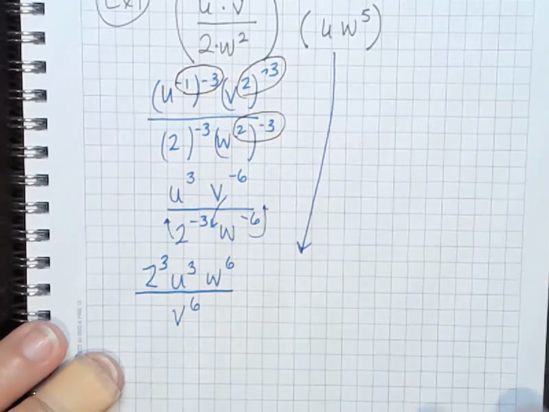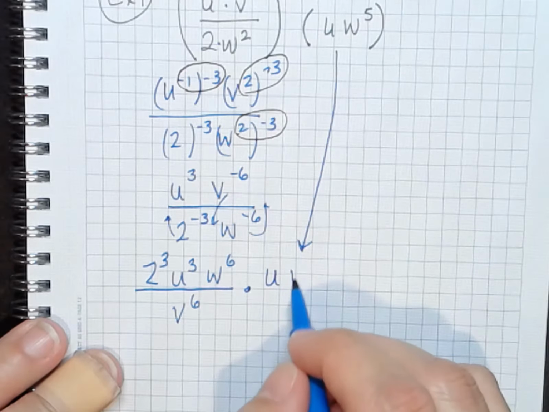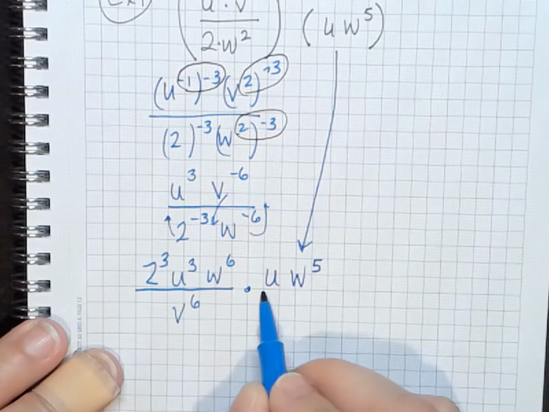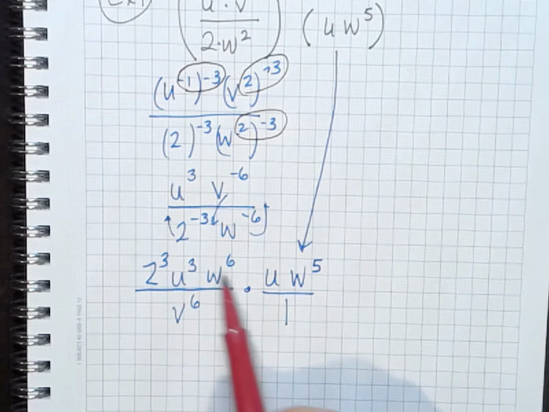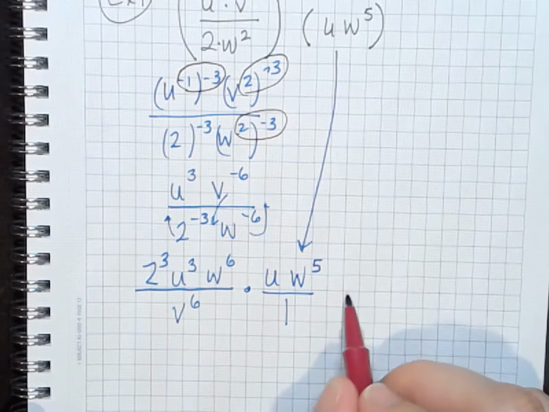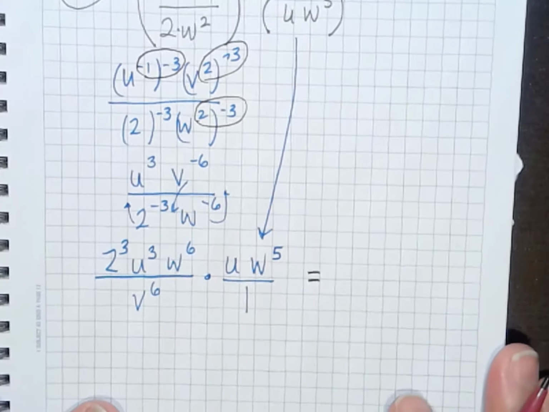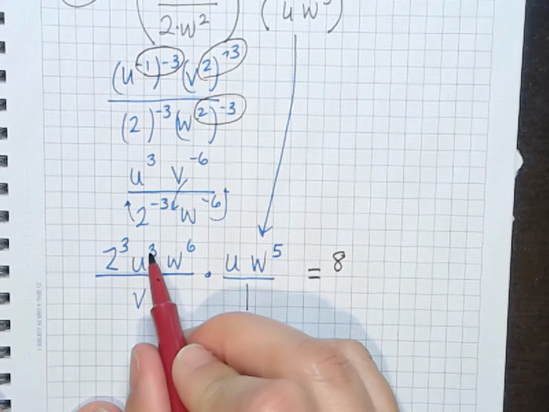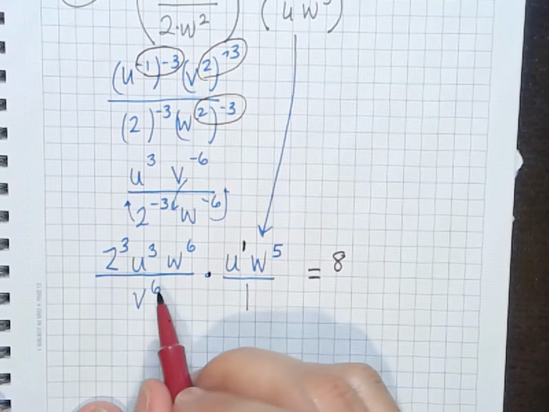Okay, so now if you remember, don't forget about this guy. So he can come all the way down now. This is multiplication, and I'm multiplying it by u w to the fifth, and technically that's over 1. So now when I multiply the numerators here, I get 2 to the third, which is 2 times 2 times 2, 8.